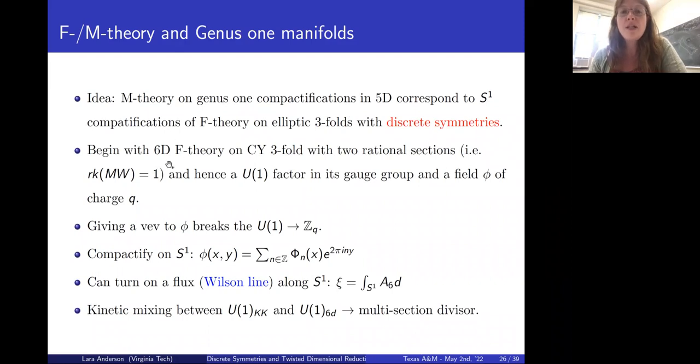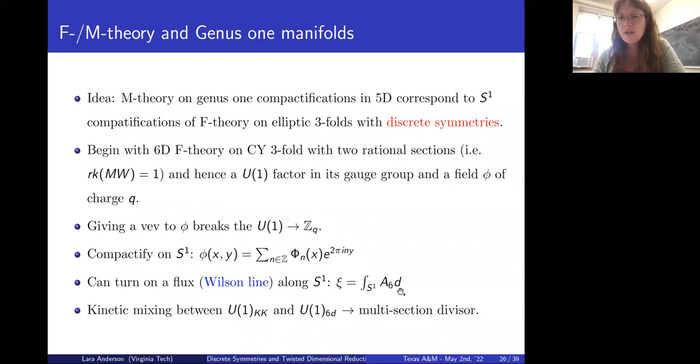So let's begin with a 6D F theory on a Calabi-Yau threefold that exhibits, for example, 2 rational sections. And in the presence of more than one section, you can argue there's actually a U1 factor in the gauge group. In the presence of that 6-dimensional theory with a U1, you could imagine giving a VEV to some charged matter under that U1, which could break the U1 to a Zn or Zq in this context, a discrete symmetry. And if you compactify on S1, you can expand this scalar field in terms of effectively Fourier modes around that circle based on the charge of the field that you're considering.